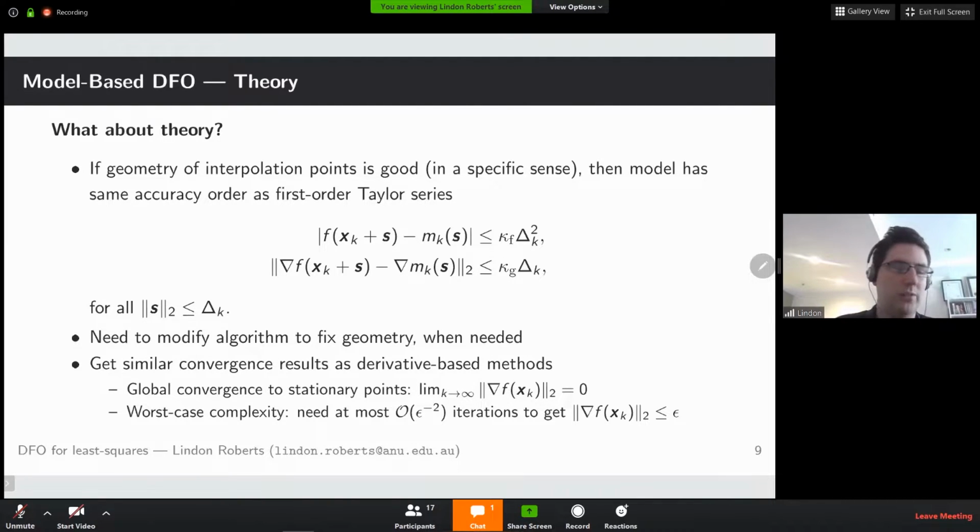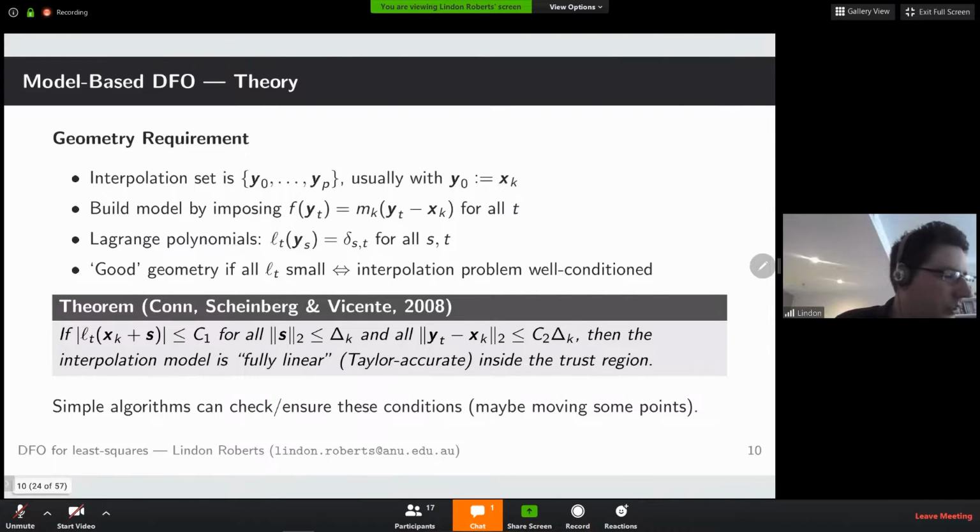So we get global convergence to stationary points. So the gradient of f at our iterates goes to 0. And we can also prove things like a worst case complexity bound, which says that we need approximately epsilon to the -2 iterations before we can guarantee that we've seen a point where the gradient of f is at least as small as epsilon. So you get exactly the same result in derivative-based or derivative-free settings here.